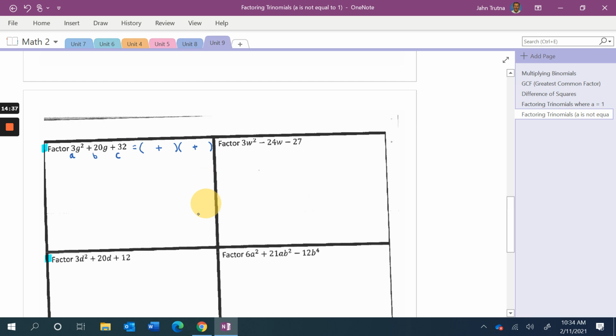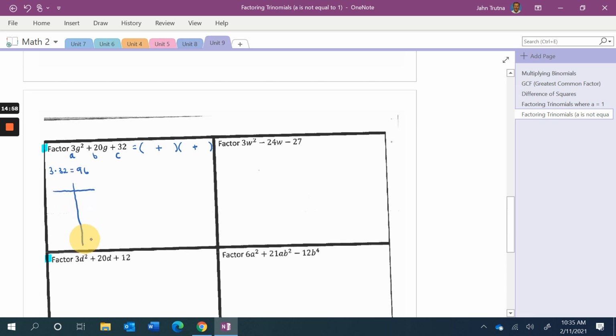And so now I go through the steps. Remember, when we have an a value that's some number other than 1, we take the a value and multiply it with the c value. So in other words, we're going to go 3 times 32. That is 96. And then I'm going to set up my factor t-chart.